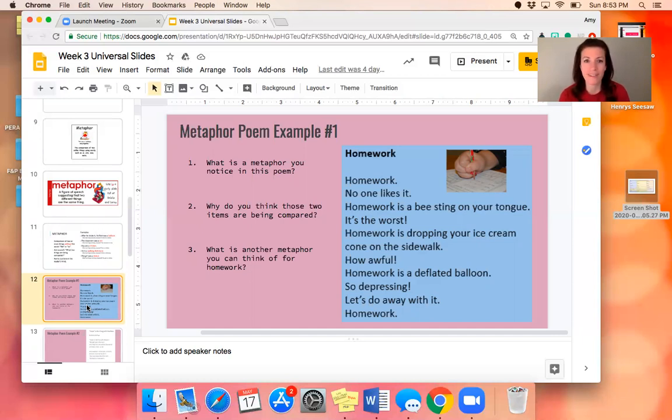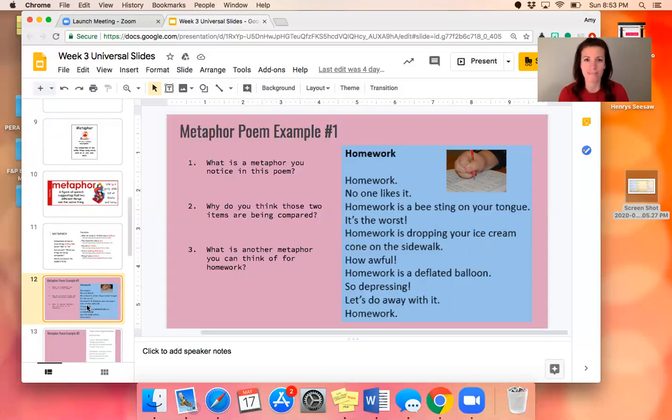So, Homework. I'm gonna read it out loud to you. Homework. No one likes it. Homework is a bee sting on your tongue. It's the worst. Homework is dropping your ice cream cone on the sidewalk. How awful. Homework is a deflated balloon. So depressing. Let's do away with it.